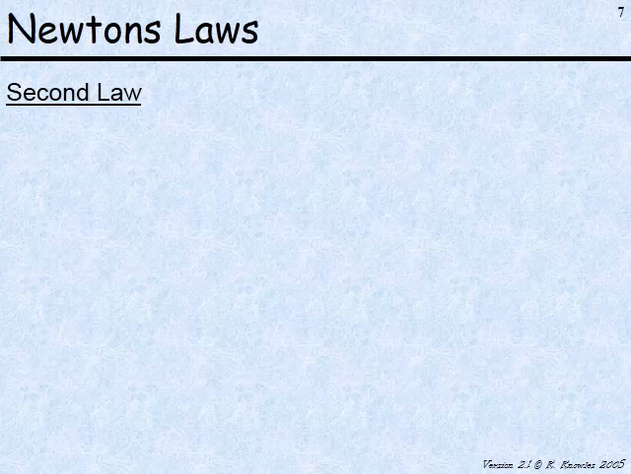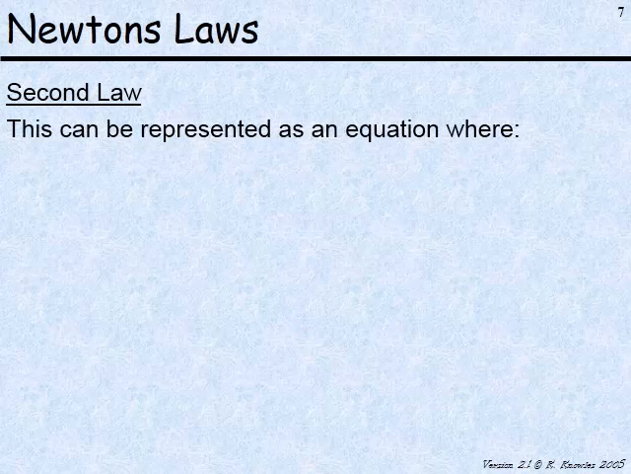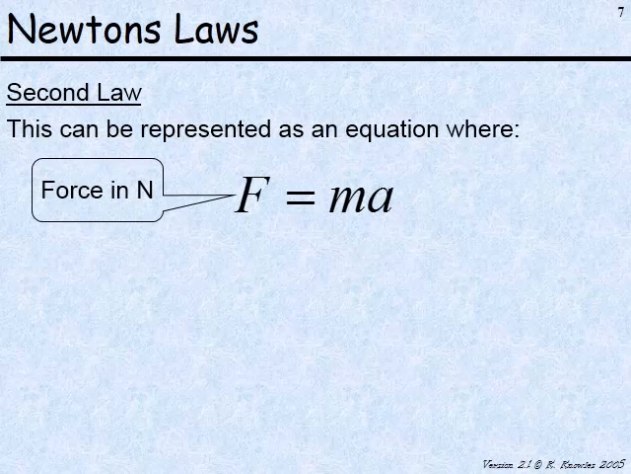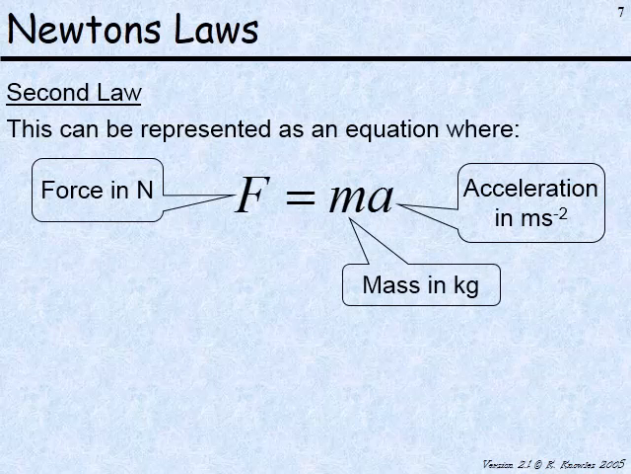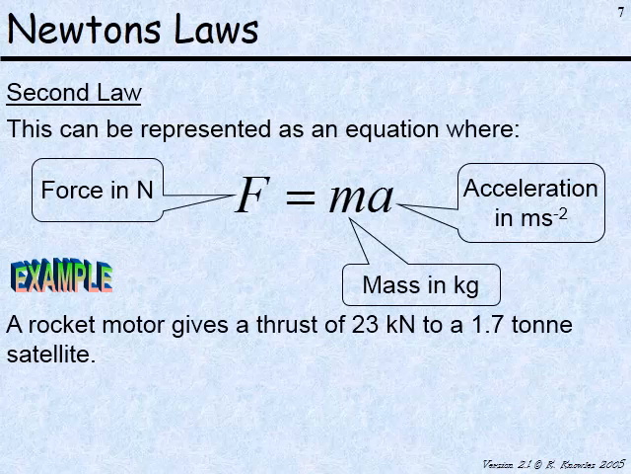So looking at it in further detail, Newton's second law can be represented by an equation where force equals mass times acceleration, where force is in newtons, acceleration is in meters per second squared, and mass is in kilograms. So for an example, which you should do at home and then come to school, and we'll work on the board later, a rocket motor gives a thrust of 23 kilonewtons to a 1.7 ton satellite. So you have to calculate the acceleration. So just pause the video and work through that at home.